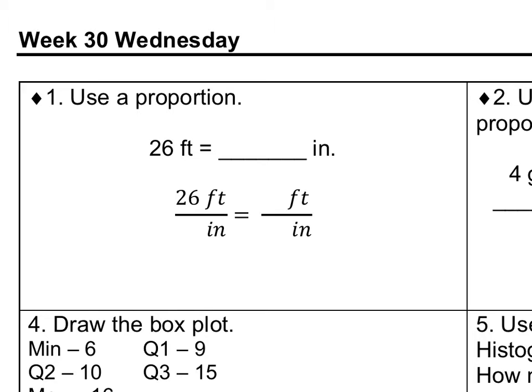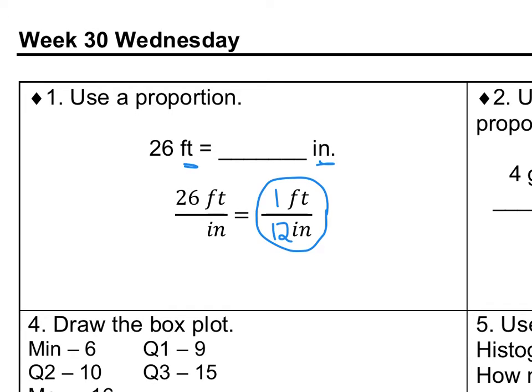Let's do it. So now they're not giving us the proportion. This is week 30 Wednesday. We're converting feet to inches. If you watch Monday and Tuesday, you'll get a lot more detail. But a proportion is a relationship between two things that are different units, but they're of equal length or equal size or equal value. So a foot, right? In 1 foot, how many inches are there? 12 inches. So that's our proportion.